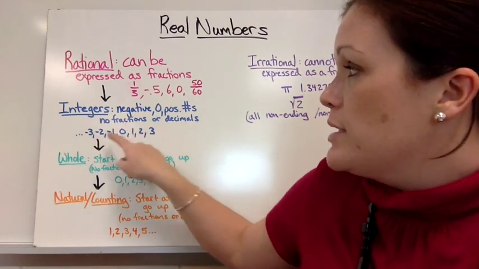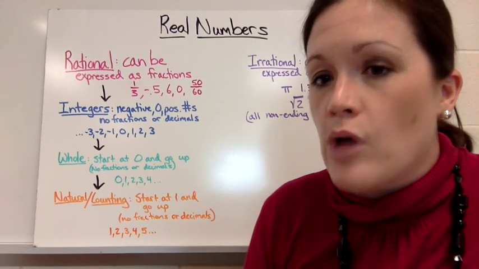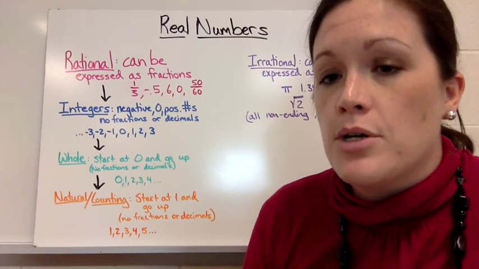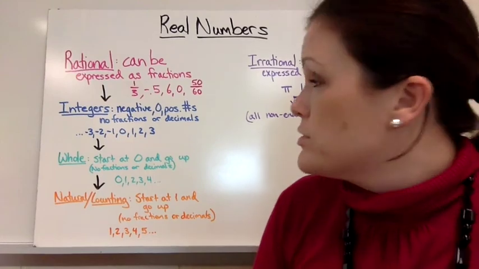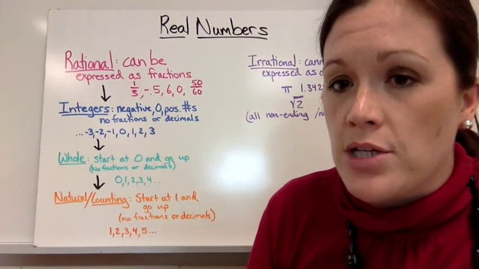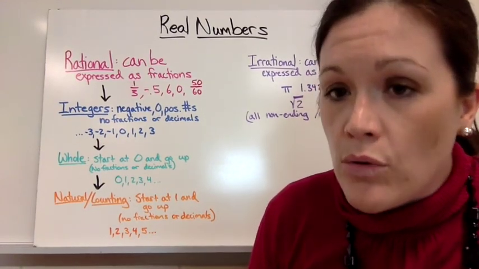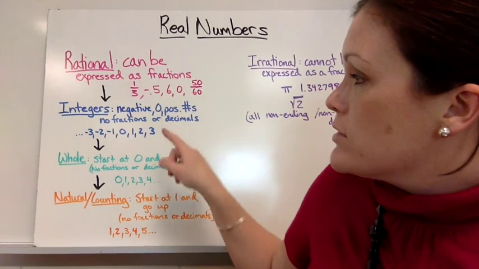But integers simply means the numbers we work with a lot. They're negative numbers, 0, and positive numbers, but no fractions and no decimals. So they are rational numbers because we can write them as a fraction. We could write negative 3 as negative 3 over 1. We don't, but we can. So they are considered rational.